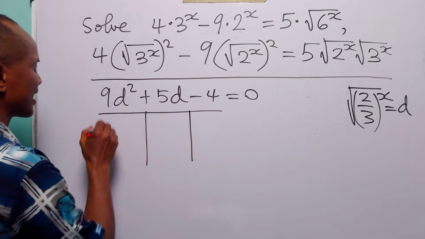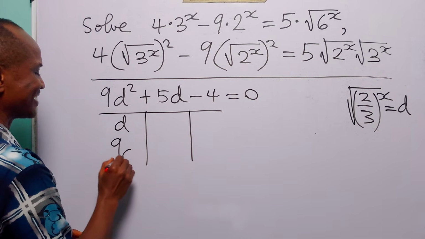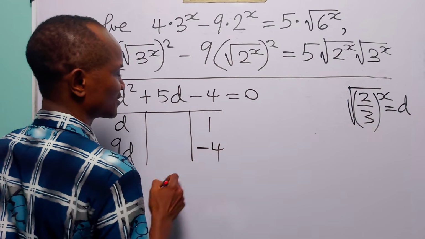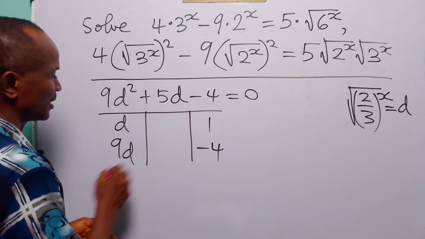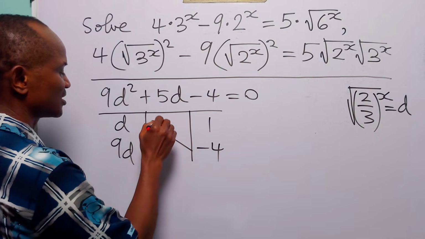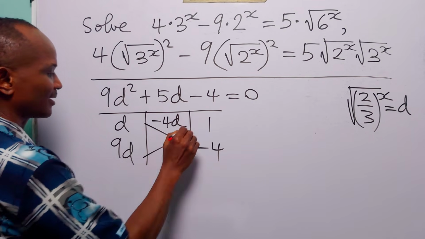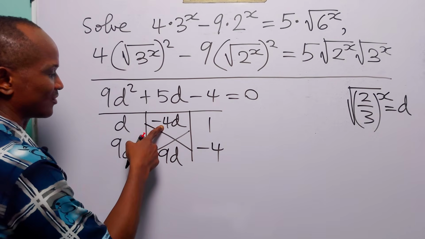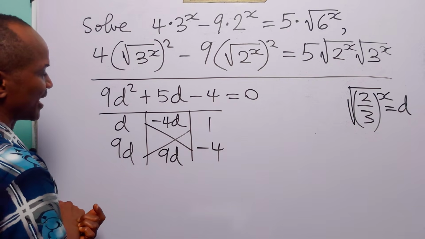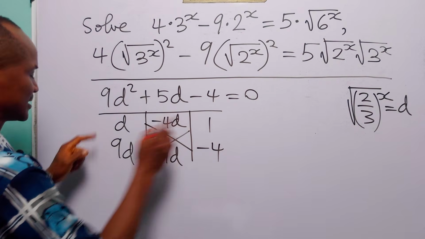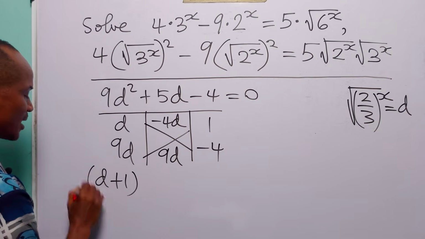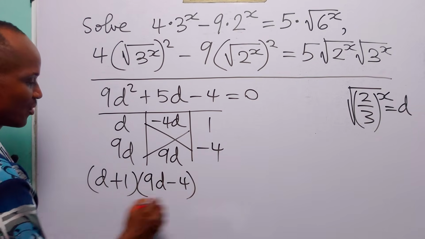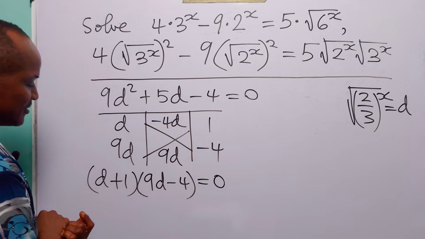Using the table method, we have d and 9d as the factors of 9d squared, and 1 and minus 4 as the factors of minus 4. Now, d times minus 4 is going to give us minus 4d, while 9d times 1 is going to give us 9d. Now, 9d minus 4d, of course, is going to give us 5d. So from here, we have d plus 1 multiplied by 9d minus 4, and this is equal to 0.